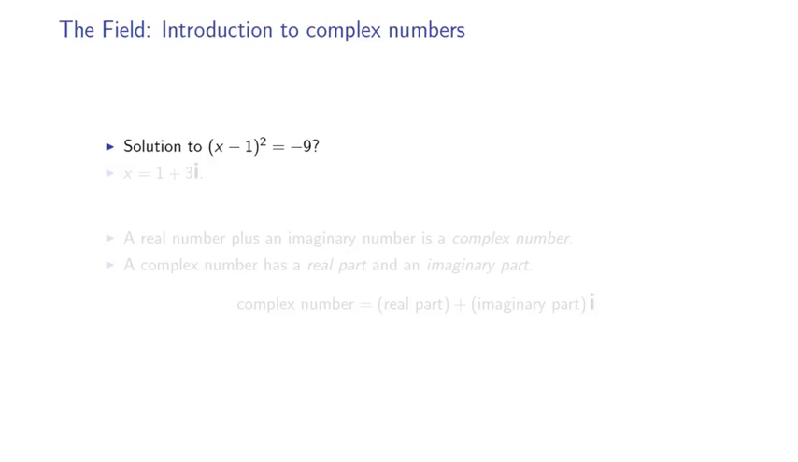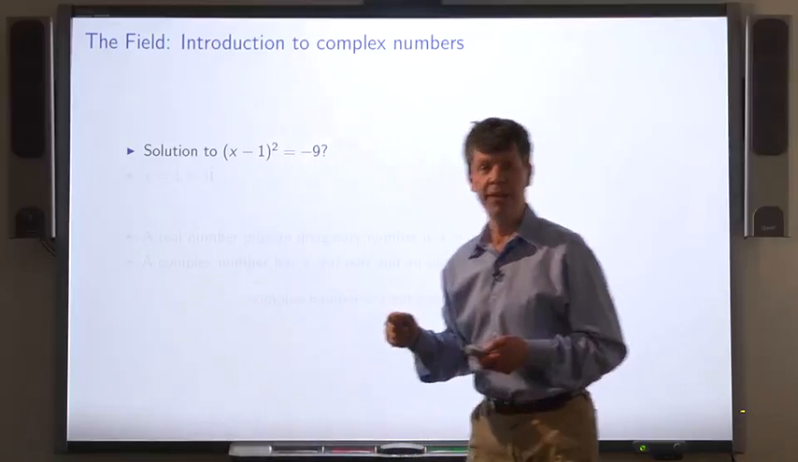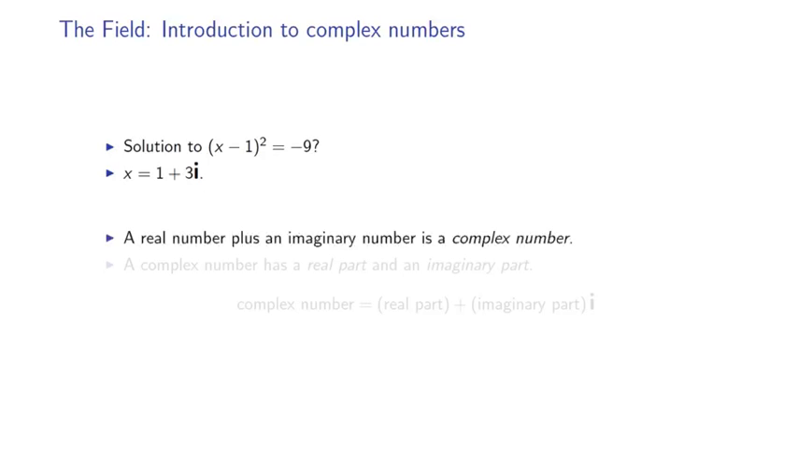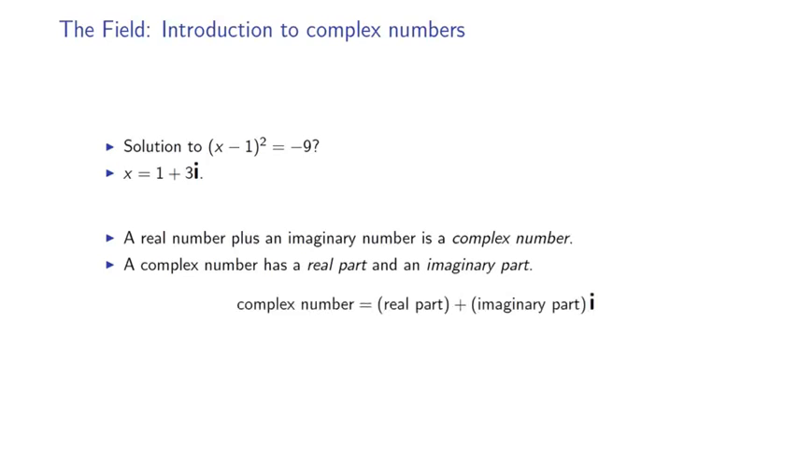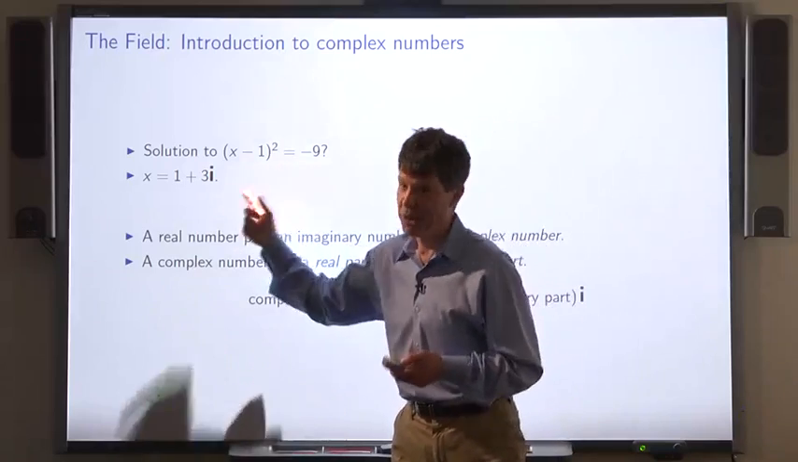You can use the imaginary numbers to solve other equations. (x minus 1) quantity squared equals minus 9 has the solution 1 plus 3 times i. When you add a real number to an imaginary number, you get a complex number. A complex number has a real part and an imaginary part. The complex number is the real part plus the imaginary part times i. So both the real part and the imaginary part are real numbers.